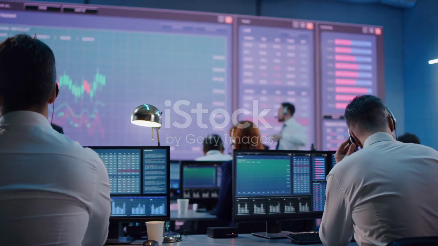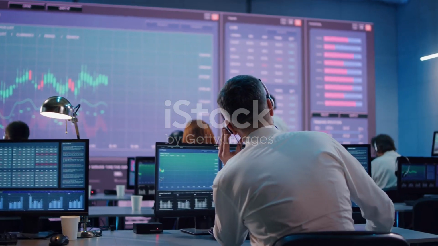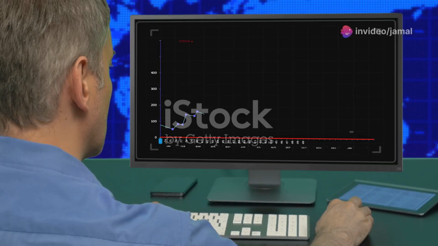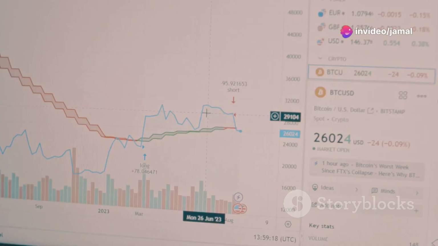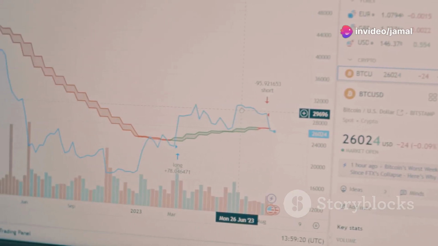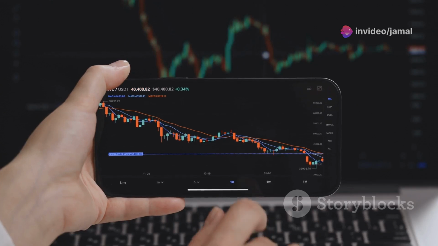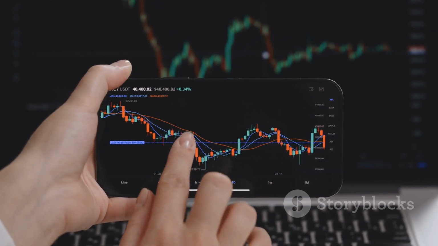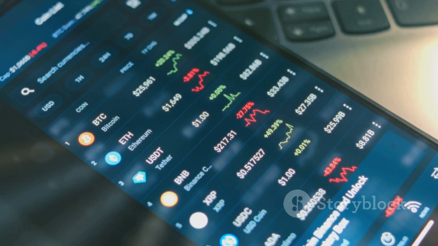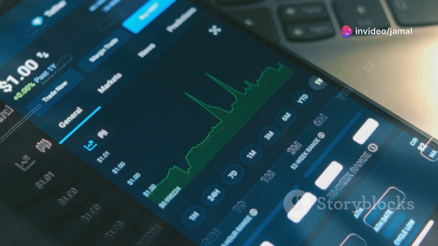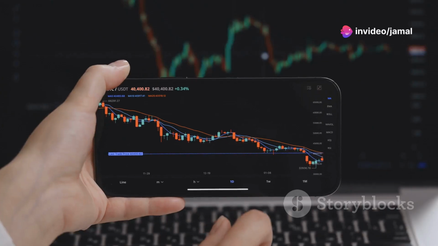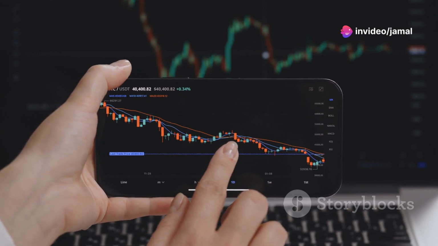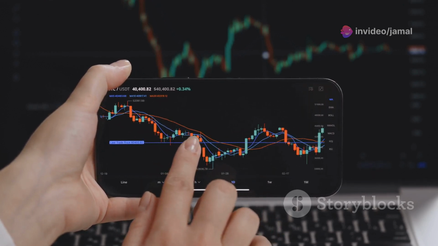Section 4. The role of moving averages. Moving averages, or MAs, are vital tools in technical analysis. They help smooth out price data to identify trends. There are two main types: simple moving average, or SMA, and exponential moving average, or EMA. SMA calculates the average price over a specific period. EMA gives more weight to recent prices, making it more responsive to new data.